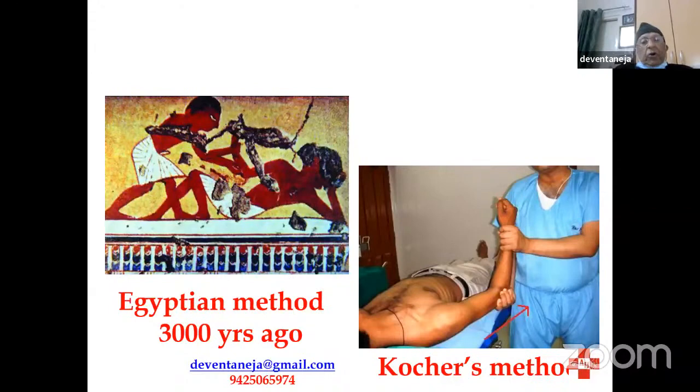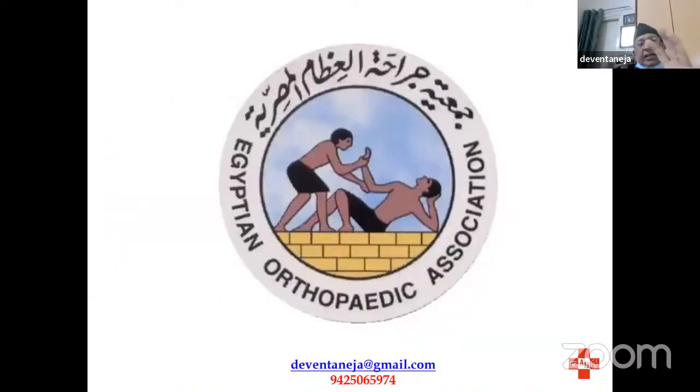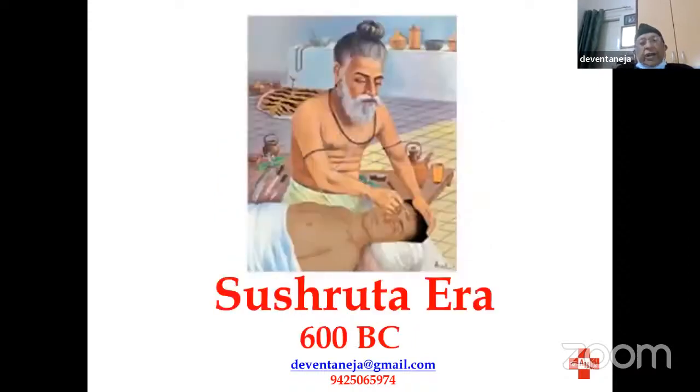The Egyptians also knew how to reduce a shoulder dislocation. You can see this. And later on, in the modern era, the same method came to be known as Kocher's method. This is the logo of the Egyptian Orthopaedic Association. I have looked into the logos of almost all the countries' orthopedic associations, and all the countries have a Nicolas Andry tree in their logo. This is the only association in the world which does not have the Nicolas Andry logo, and they have shown their method of reducing a dislocation of the shoulder joint.